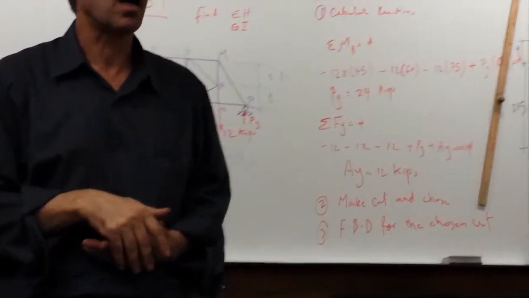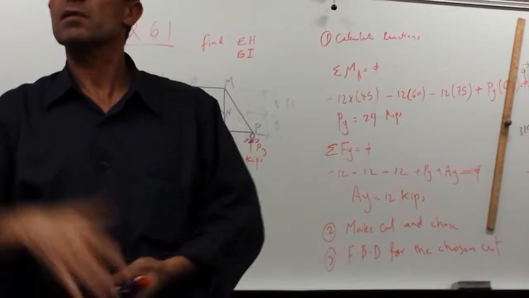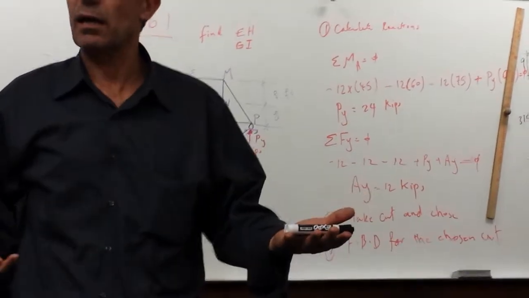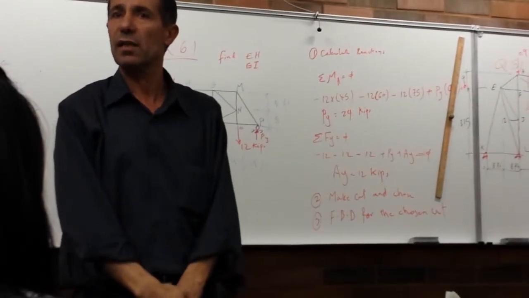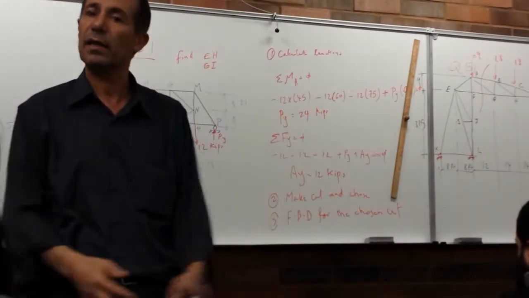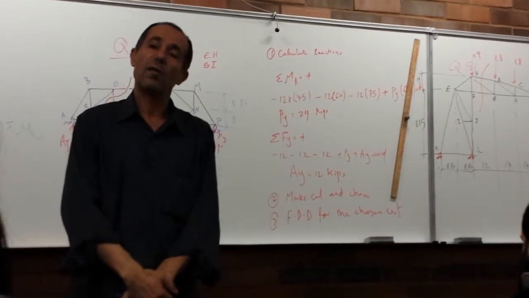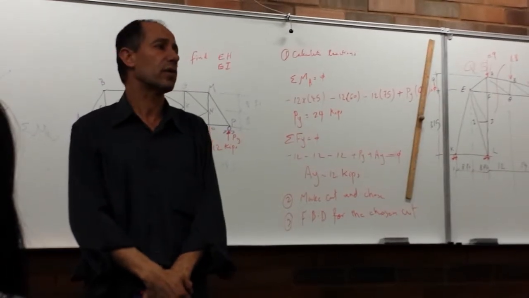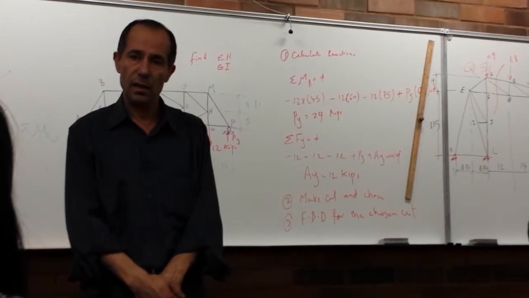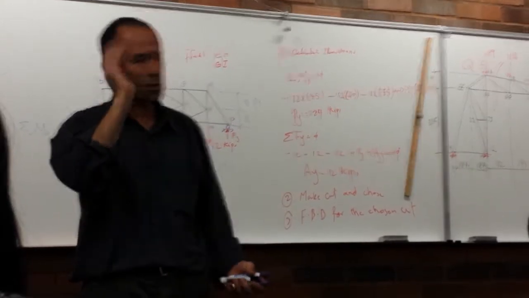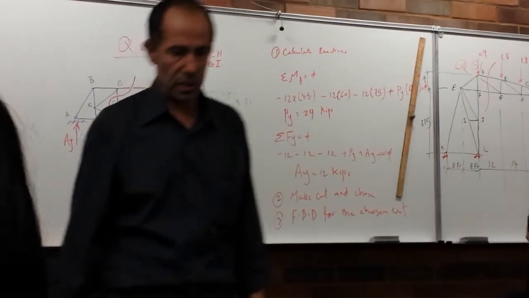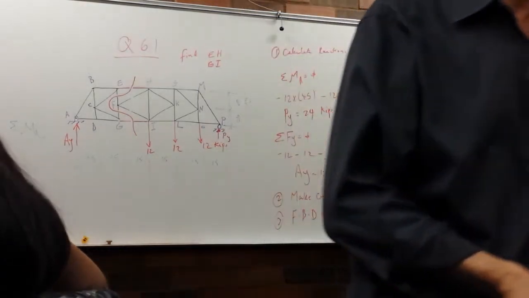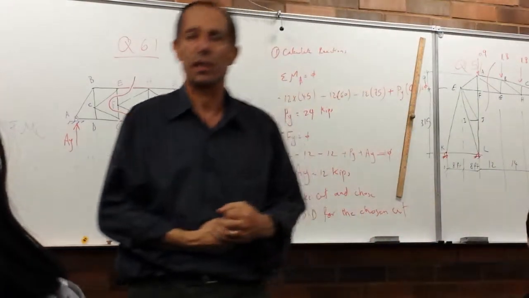Method of section is the one that you are going to use more often than any other method, because it takes you direct to the element you worry about. I am designing this element, I just go to calculate what tension or what force is in this element, and I deal with it. However, that doesn't mean you need to ignore the forces in the joints, because sometimes you just go do the joints. So these two questions were to find these elements by using method of section.